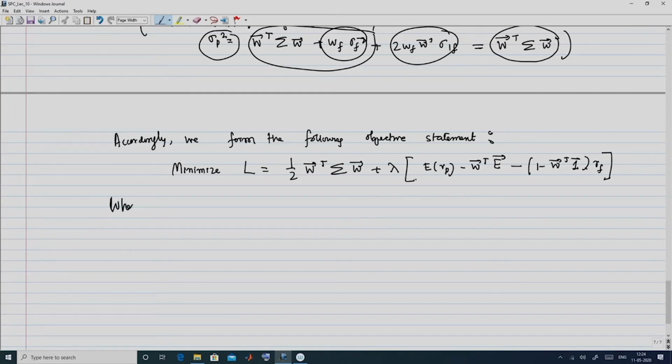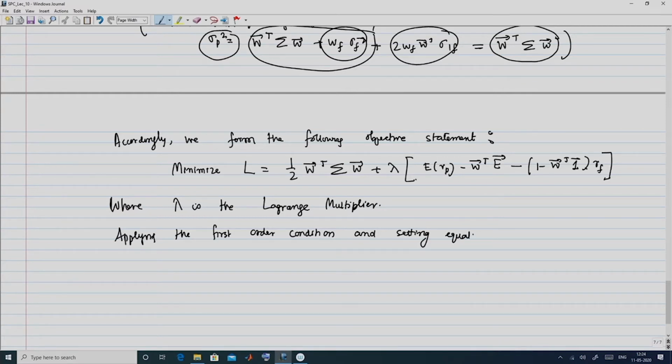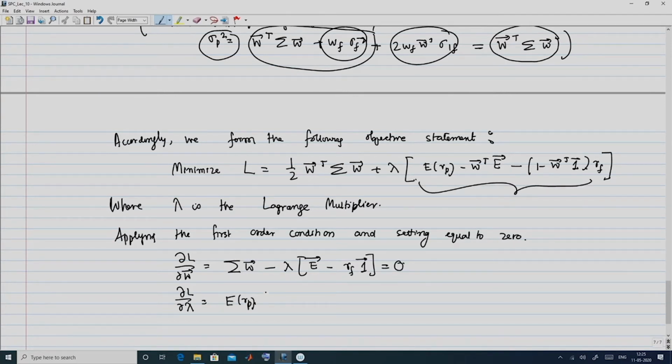Where lambda is the Lagrange multiplier. Now, applying the first order condition and setting equal to 0, we have obtained that del L del W is going to be sigma W minus lambda into vector E minus R f vector 1, which is equal to 0, and del L del lambda is going to be E R P. So, we are going to recover this constraint: E R P minus W transpose E minus 1 minus W transpose vector 1 into R f is equal to 0.